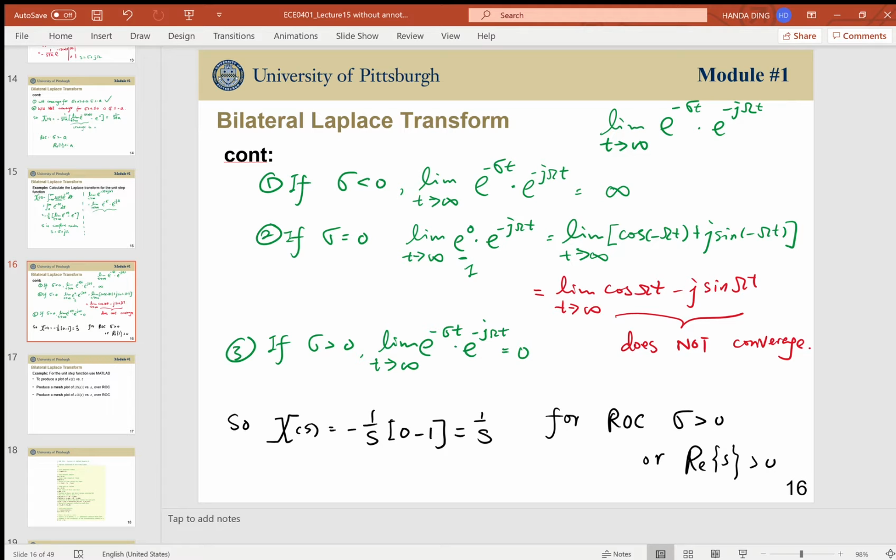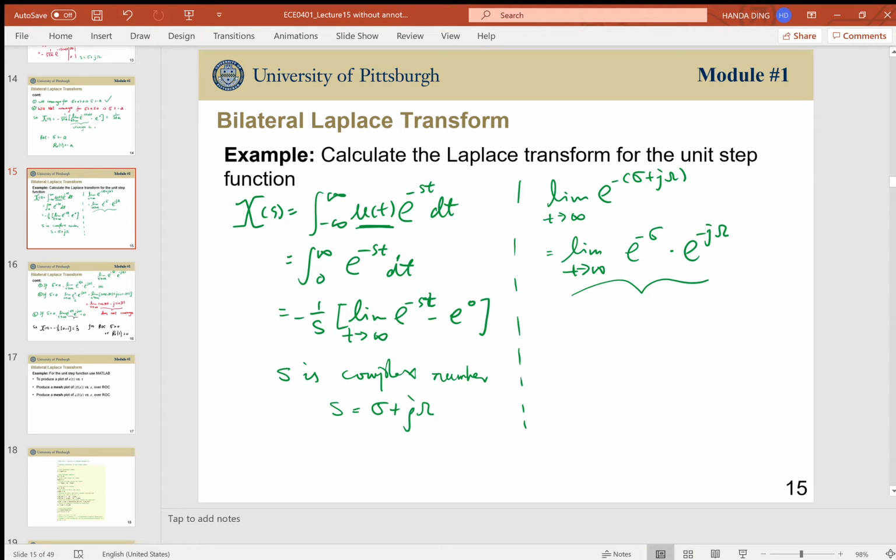Any question? Yeah? How do you go from step 3 just to negative 1 over s times 0 minus 1? Because this guy is 0, meaning this guy is 0. I expand s to a complex plane. So there you get 1 over s times 0 minus 1.